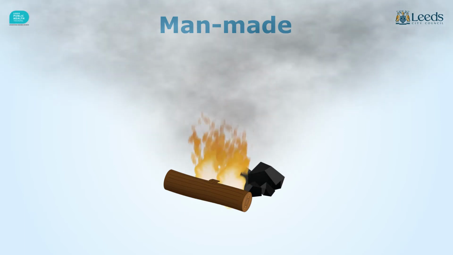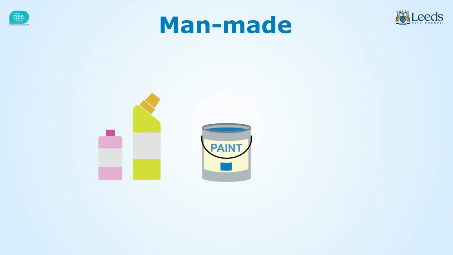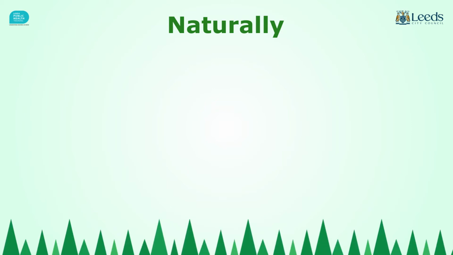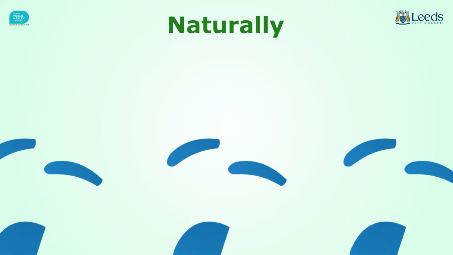Examples of man-made pollution include the emissions released when we drive vehicles, the smoke produced when we burn fuels such as wood and coal in our homes, and the chemicals released when we use certain cleaning products, paints, and solvents. When air pollution is formed naturally by the environment, it is often the result of natural events such as wildfires, erupting volcanoes, and blown sea spray and sand.